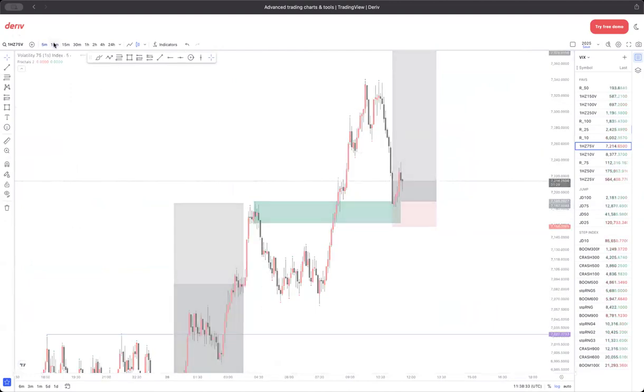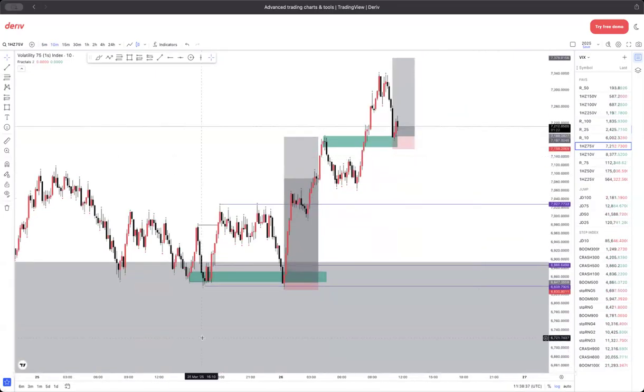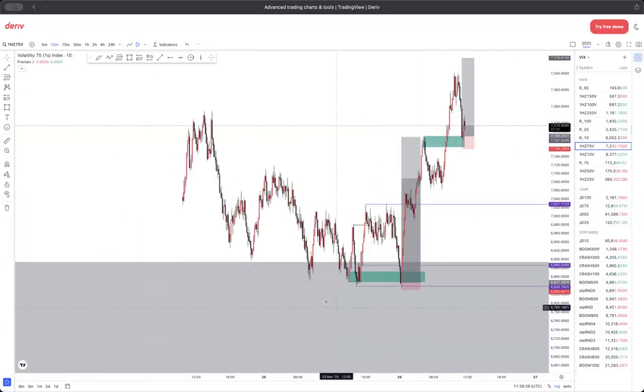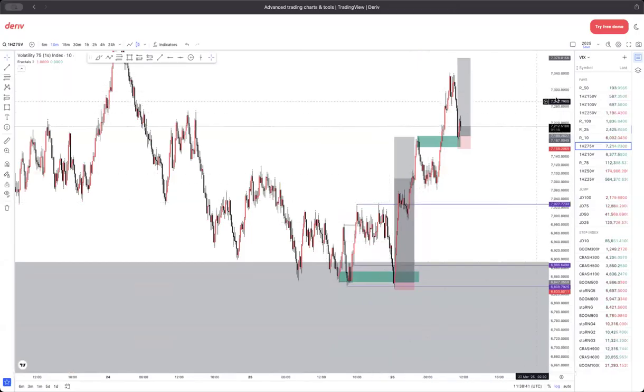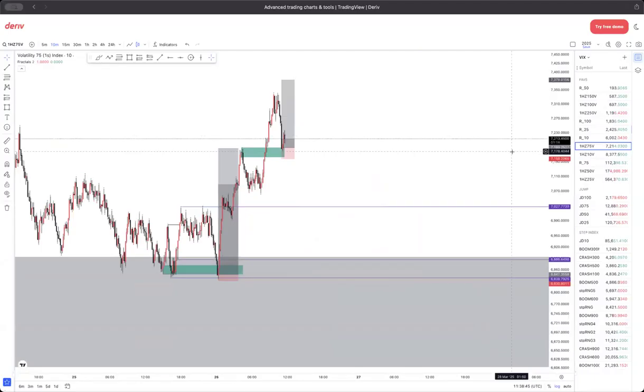Now let's check another pair. If you have any question on the top-down analysis I just did, you can ask a question. What I'm doing is I'm doing two classes at the same time, right? Confirmation entry and top-down analysis. So now let's check V100s.